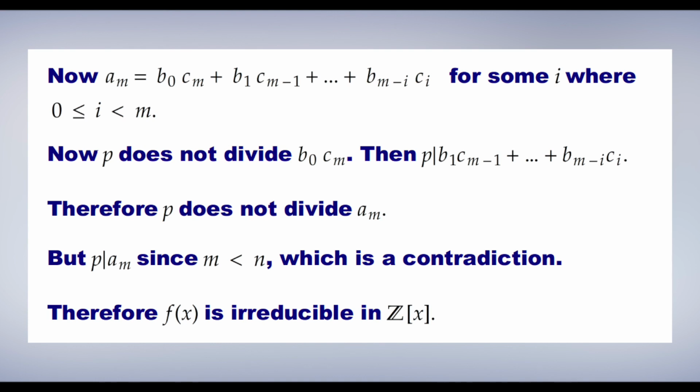Now, p does not divide b0 cm. Then, p divides b1 cm-1 + and so on + bm ci. Therefore, p does not divide am. But p divides am since m is strictly less than n, which is a contradiction. Therefore, f(x) is irreducible in Z[x].